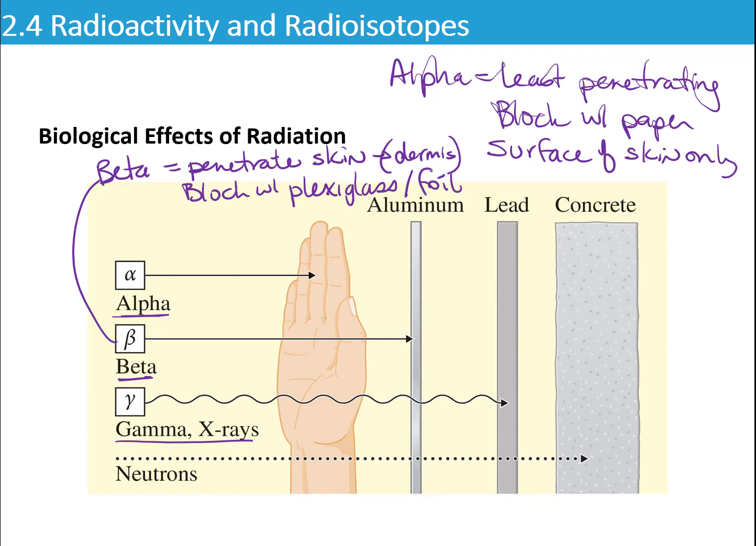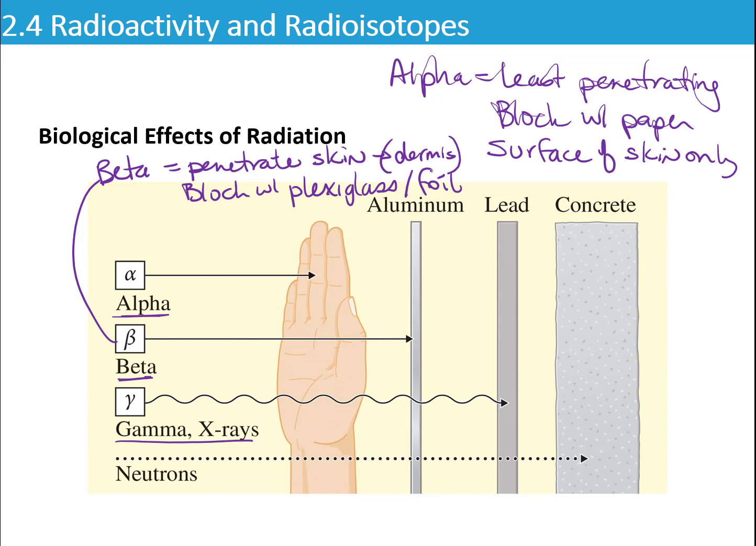We used to use beta emitting stuff in grad school, and we would always keep it behind a plexiglass screen, and it was always stored in a plexiglass box. That way, you're not exposed to it just being in the room with it or walking past it. Gamma is the highest energy.